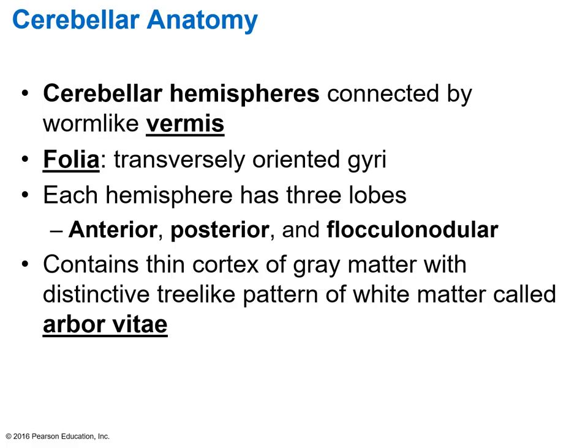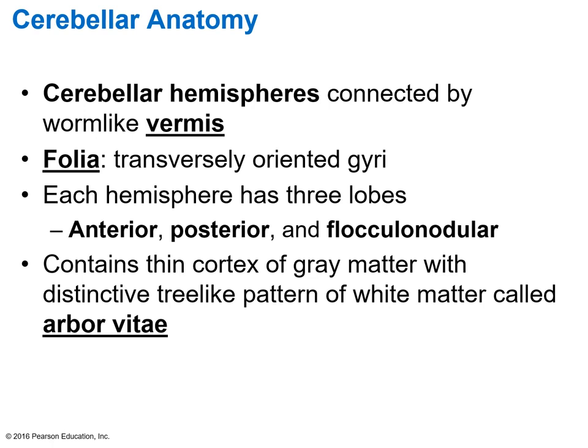Now the corpus callosum is what we call the connection between your cerebral hemispheres. The two hemispheres of the cerebellum are connected by what's known as the vermis. And then each of those hemispheres is divided into 3 lobes.